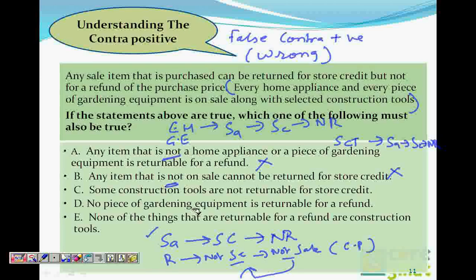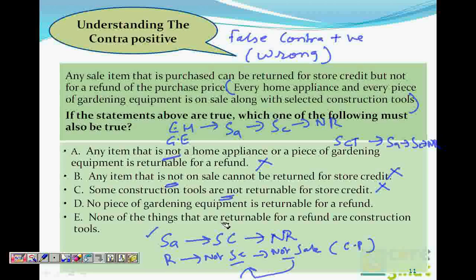Then choice C says some construction tools are not returnable for refund or store credit. I have information that some construction tools are returnable for store credit. So that means some are does not mean some are not. Because of that we can eliminate this option very easily.